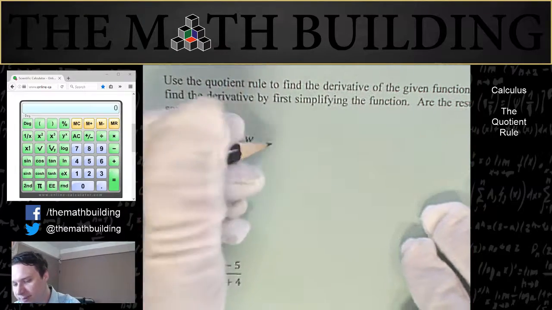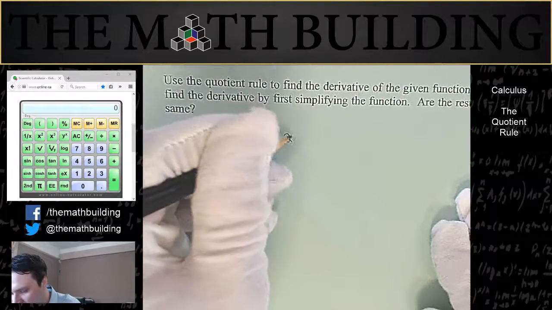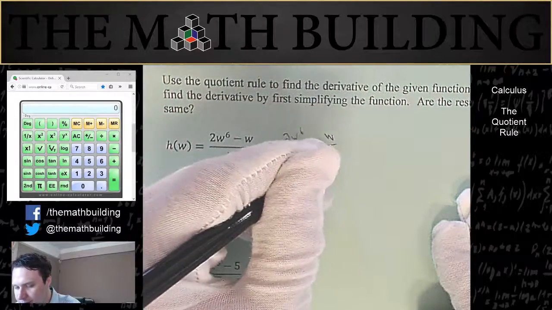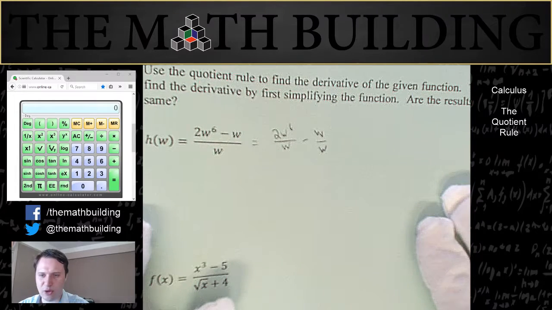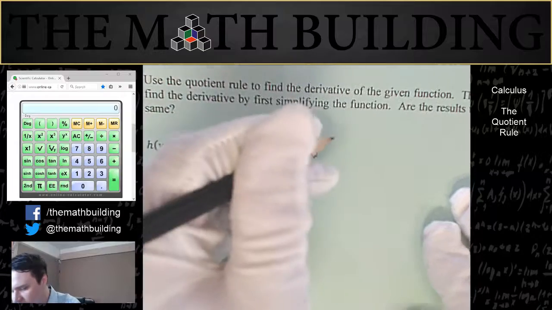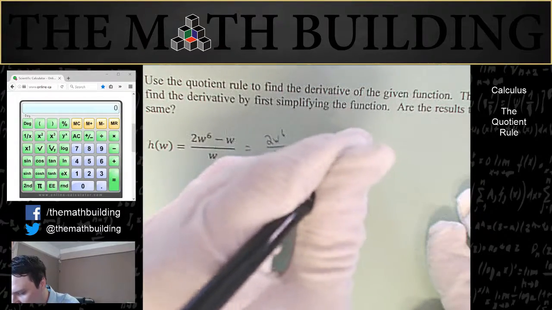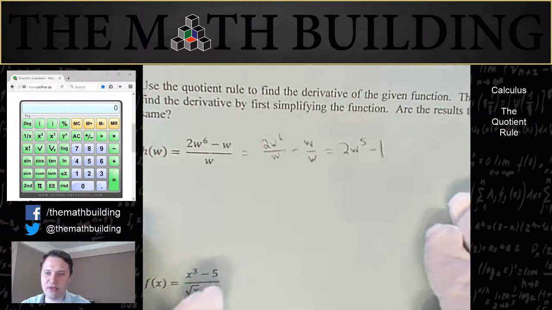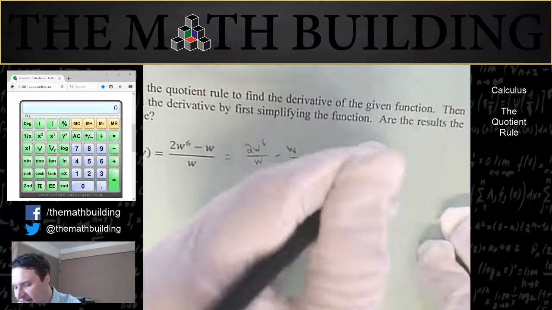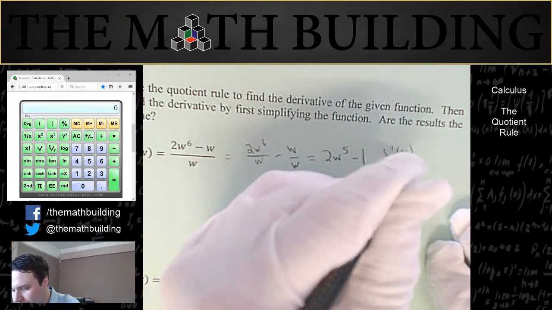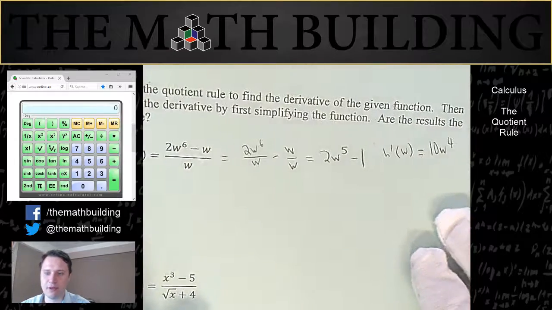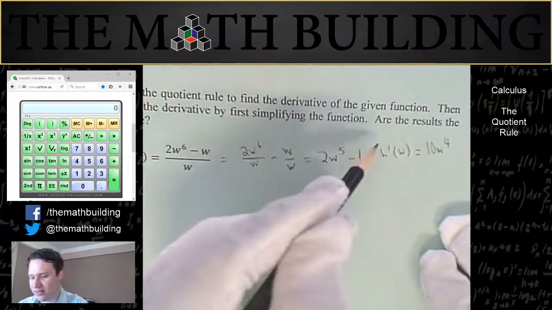So like I noticed, for example, that this would be equal to 2w to the 6 over w minus w over w. Okay, so that would be 2w to the 6. You can break this up since we only have one variable down here. So that would equal 2w to the 5 minus 1. Do you see that? 2w to the 5 minus 1. And if you took the derivative of that, h prime of w, we see that the answer would be 10w to the 4. So that's the answer right there.